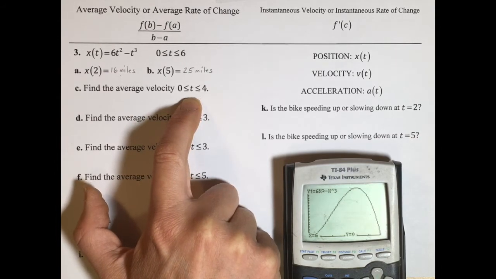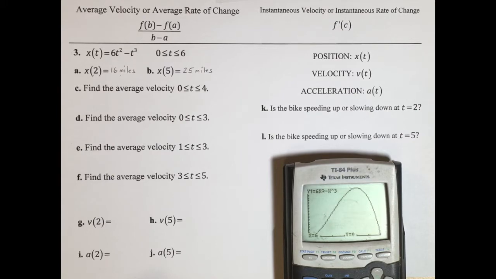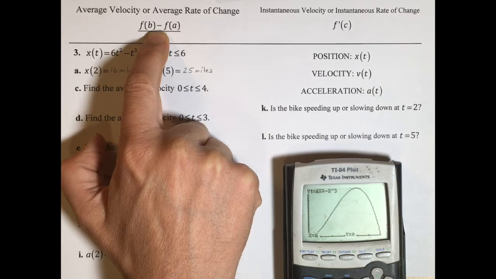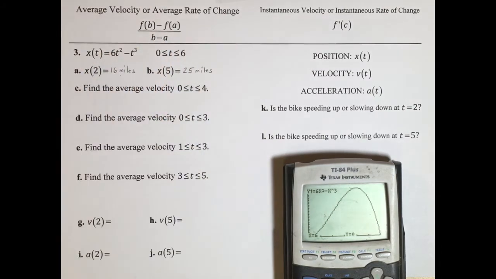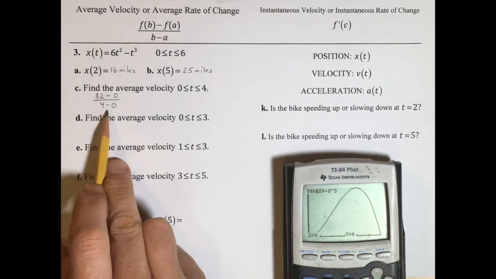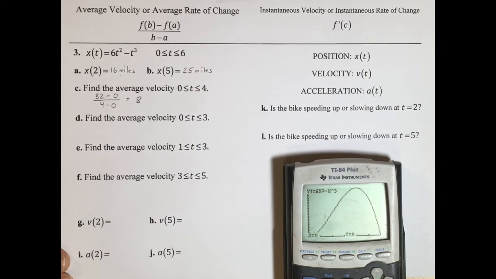To determine an average velocity on a time interval of a to b, I simply need to determine the distance traveled from time a to b and divide by the amount of time that has passed. So let's see. At time 4, he was 32 miles from home. And at time 0, he was home. And of course, 4 minus 0 means he's been cycling for 4 hours. He cycled a distance of 32 miles in 4 hours. His average velocity was 8 miles per hour.